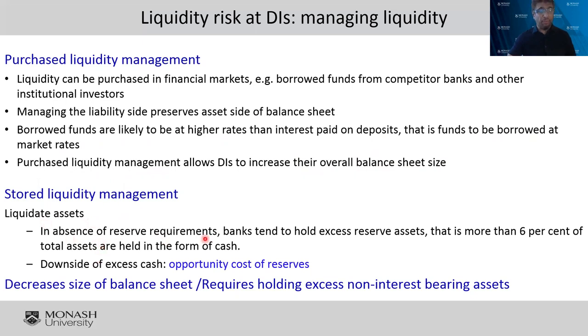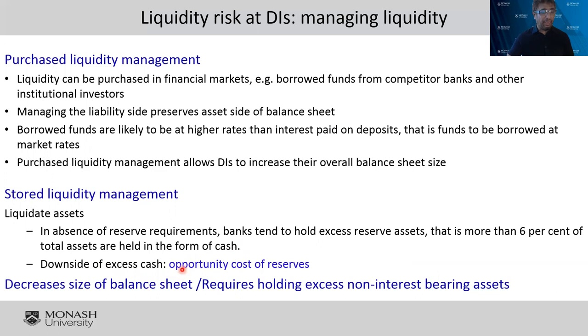In the absence of reserve requirements, banks tend to hold excess reserve assets, more than 6% of total assets, held in cash. So we are talking about securities, like government securities. All of those are very short-term securities which you can sell anytime, and it becomes like cash. So we call them cash assets. It's not cash, but cash assets that you can sell very fast. And this is very short term, like government securities, and you can raise cash and solve liquidity.